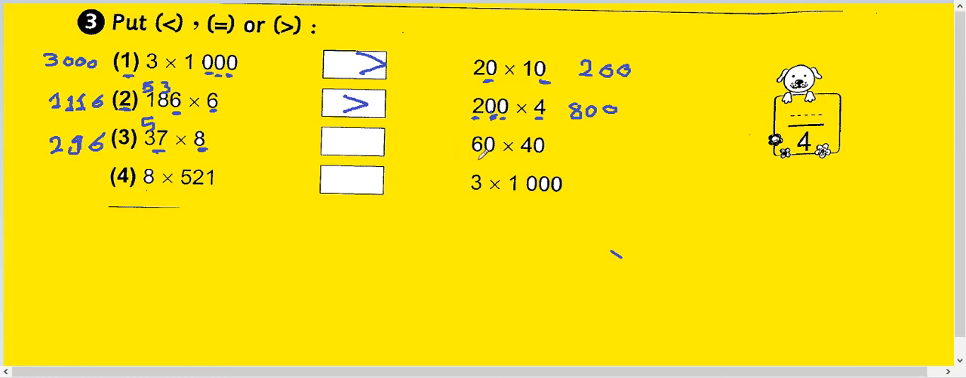Here in the other side he said 60 times 40. We'll count how many zeros. Here we have 2 zeros, so we'll write 2 zeros. And also we can say 6 times 4. 6 times 4 equals 24. Now which is greater here? 296 or 2400? Second, it will be greater here.